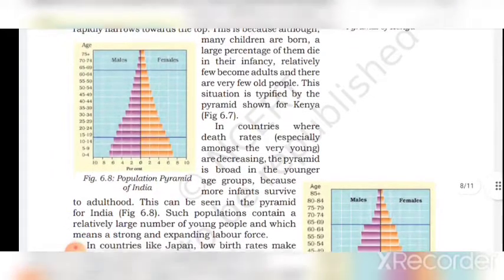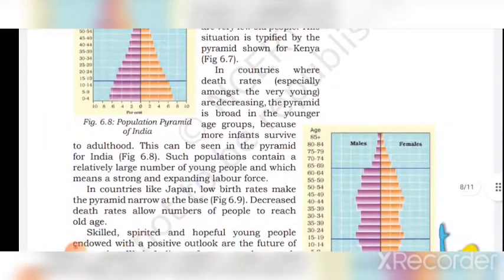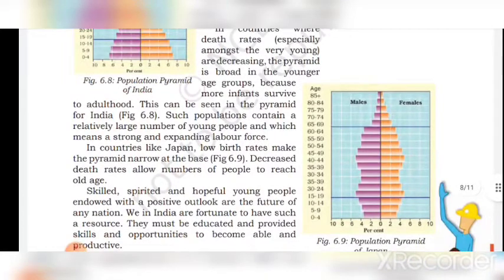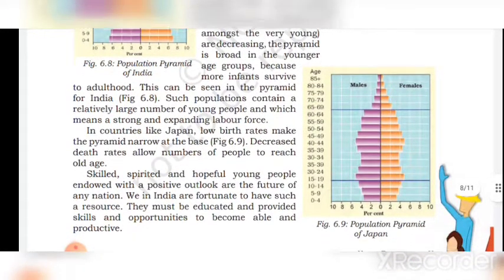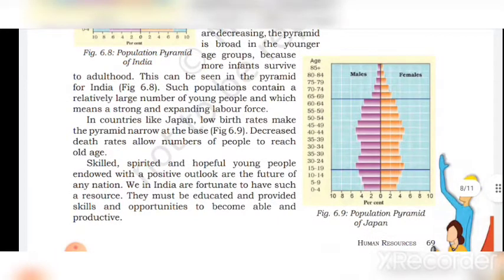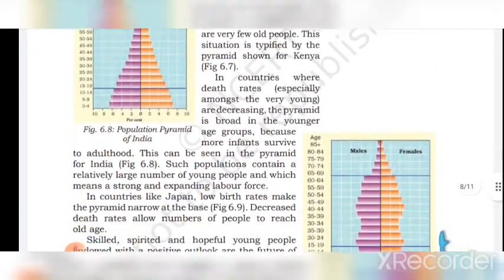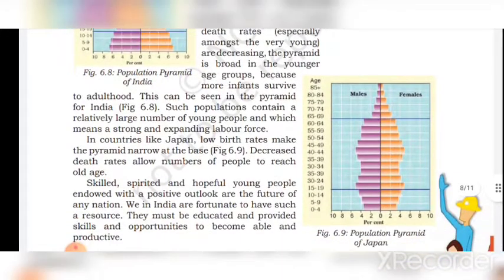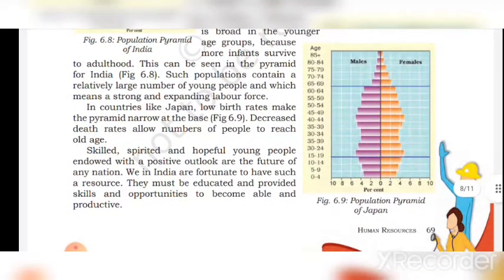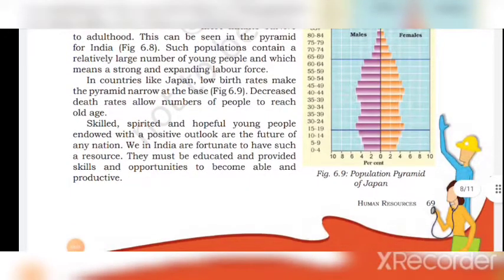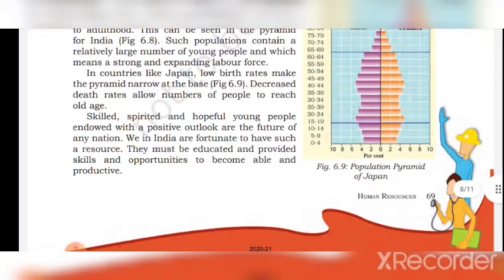Figure 6.8, population pyramid of India. In countries where death rates, especially among the very young, are decreasing, the pyramid becomes broader in the younger age group because more infants survive to adulthood. This can be seen in the pyramid for India, figure 6.8. Such populations contain a relatively large number of young people, which means a strong and expanding labor force. In countries like Japan, low birth rate makes the pyramid narrow at the base.